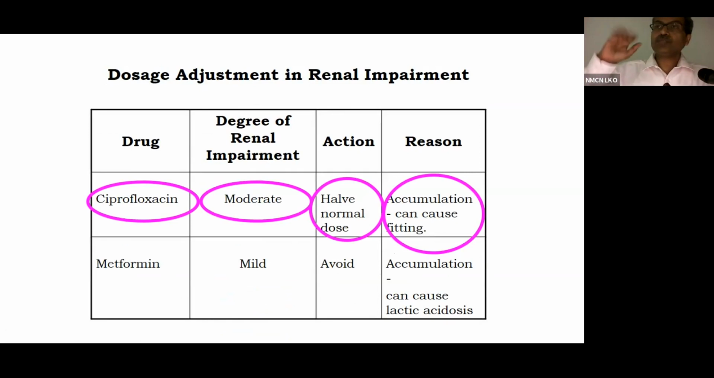If you give too high a dose, the normal dosage, it lowers the seizure threshold, and some patients might have seizures. So whenever we are prescribing these medicines, we must keep in mind the side effects of the medicines also.